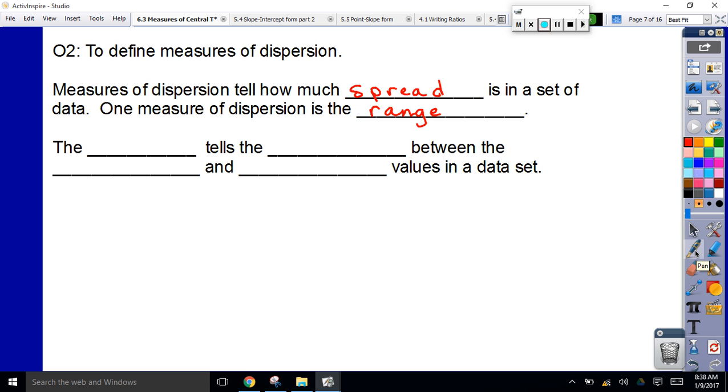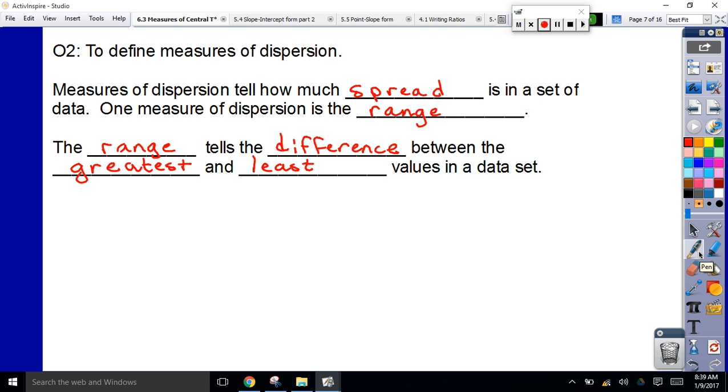And the range tells the difference between the greatest and least values in a data set. So we're just taking the biggest number, the smallest number, finding the difference, or subtracting.